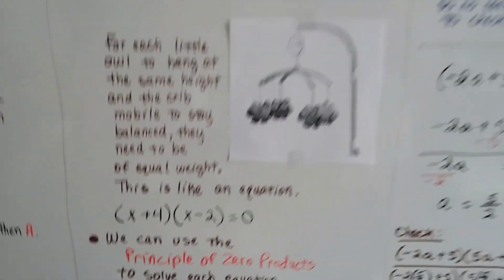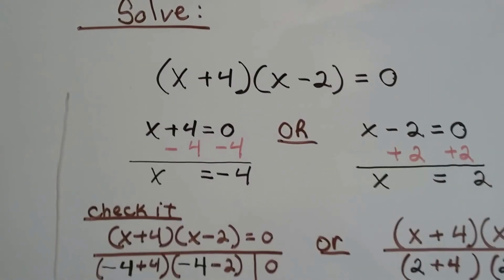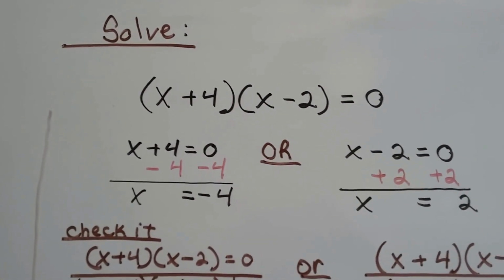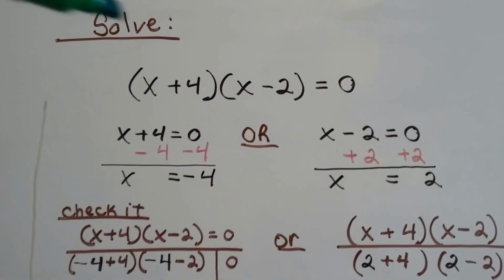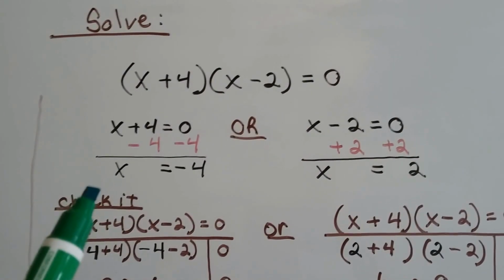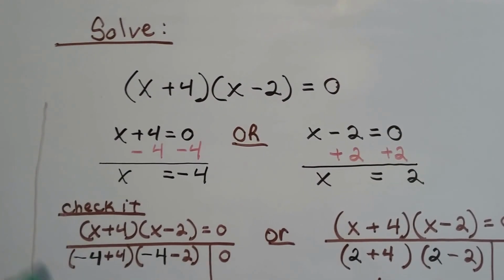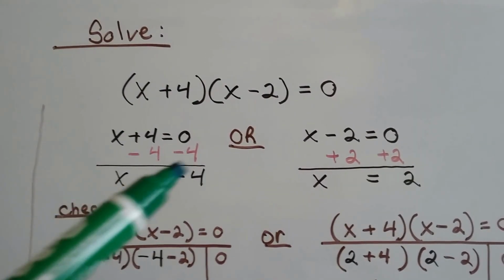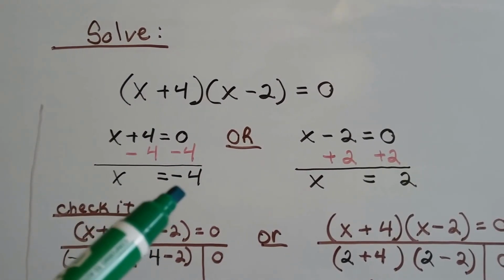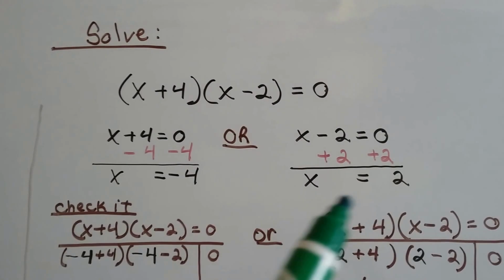All right, so I have a few examples for you. We're going to do the x plus 4 times x minus 2 as our first example. And we set each one to equal 0. And we start using additive inverses to isolate the variable x. So because this is a plus 4, we take away 4 from each side and we get x is equal to minus 4. And on this side, because it's a minus 2, we add 2, and we get x equals a positive 2.